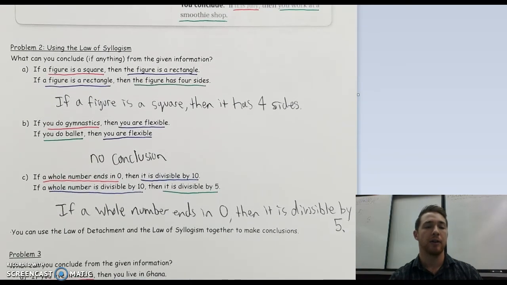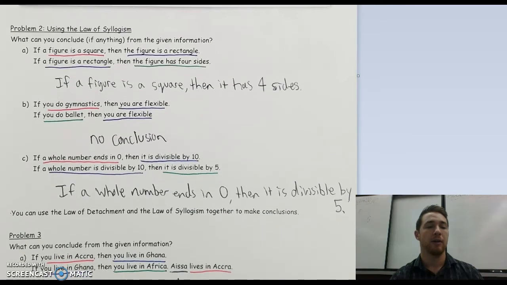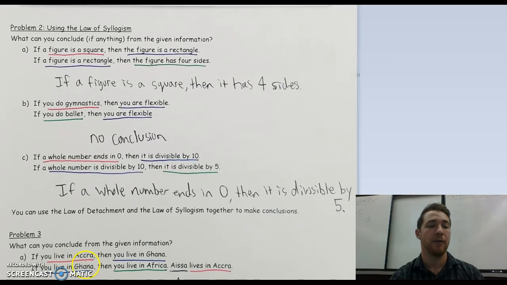So we can use the law of detachment and syllogism to make a combined conclusion. A statement like that would look something like this. So if you live in Accra, then you live in Ghana. That's my first true conditional. If you live in Ghana, then you live in Africa. So that's the second true conditional. And also a statement after that. I'm not really sure how to say that. Aisa, I guess. Aisa lives in Accra.